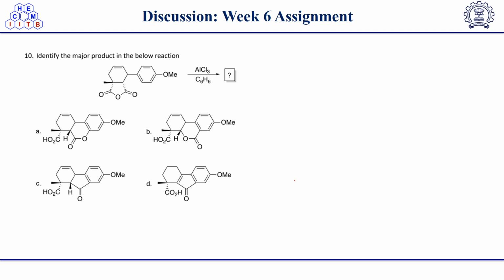Now the last question of week 6 assignment is this one. Identify the major product in this transformation. So this compound is treated with this aluminum chloride in benzene. What will be the major product in this reaction?